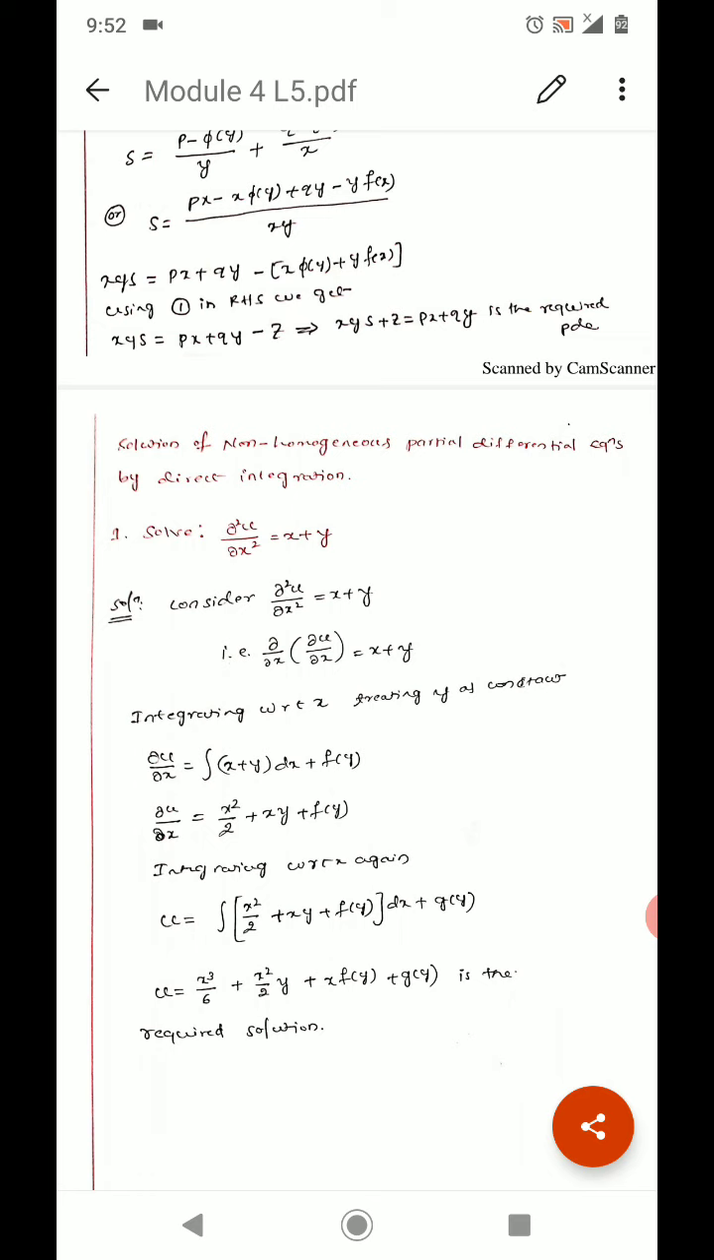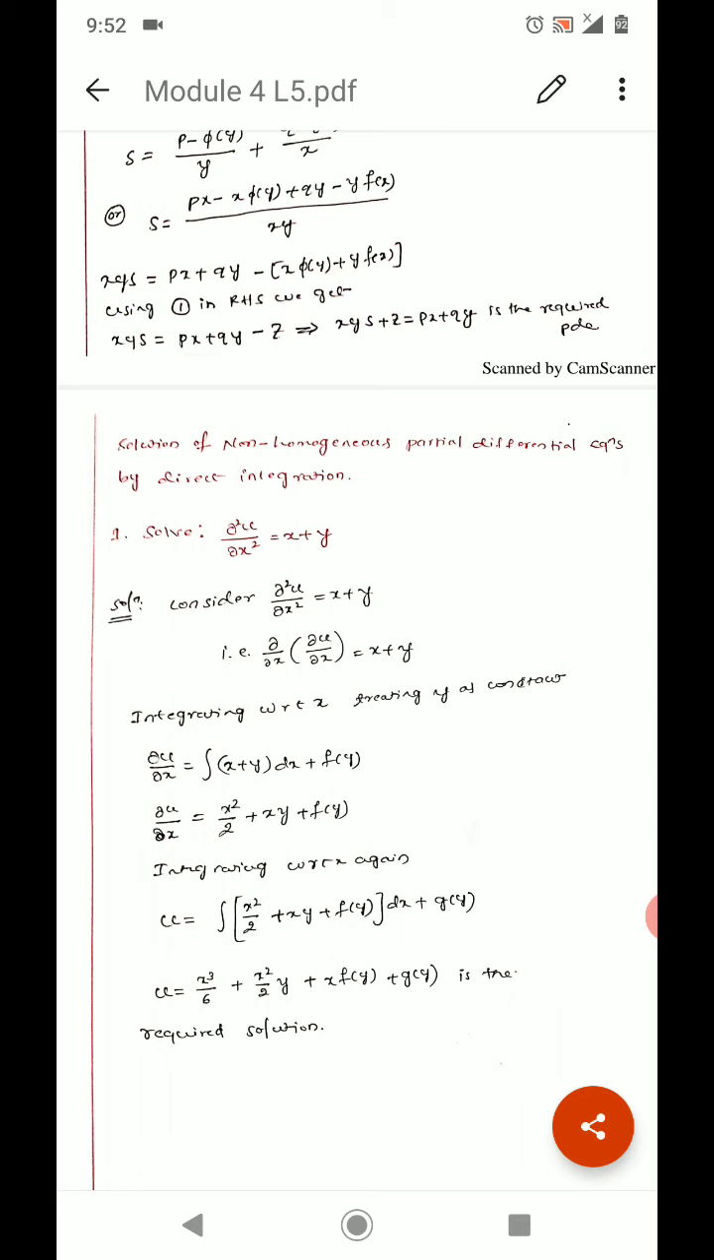To eliminate del by del x, we have to integrate with respect to x, treating y as constant. So del by del x eliminates, remaining is del u by del x, which is equal to the integration of x plus y with respect to x, plus, by treating y as constant, we have to add a function of y. So here we are adding f of y.